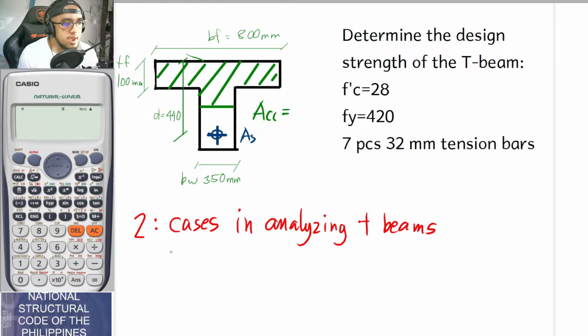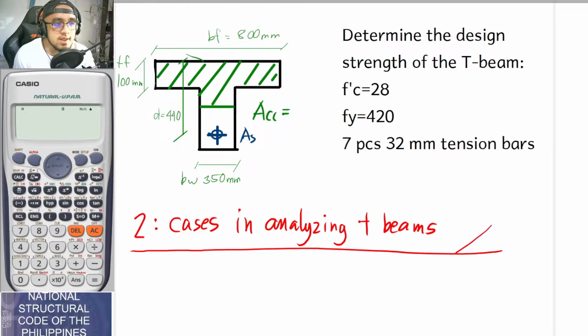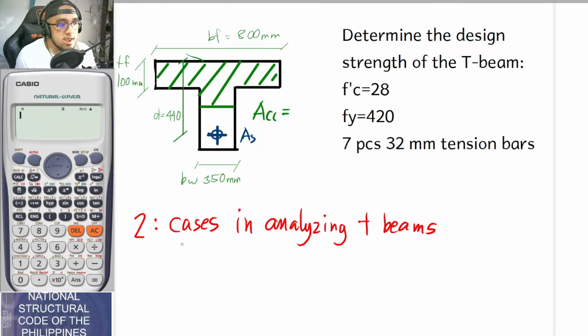Okay, so going back here, I forgot what I was saying earlier. So we have two cases in analyzing T-beams once again. The first case is, of course, if your compression block is located here. The one in red, if that is your compression block, let's say the value for your A is less than or equal to the value of your TF. So if it does not go beyond this area, that is case 1.